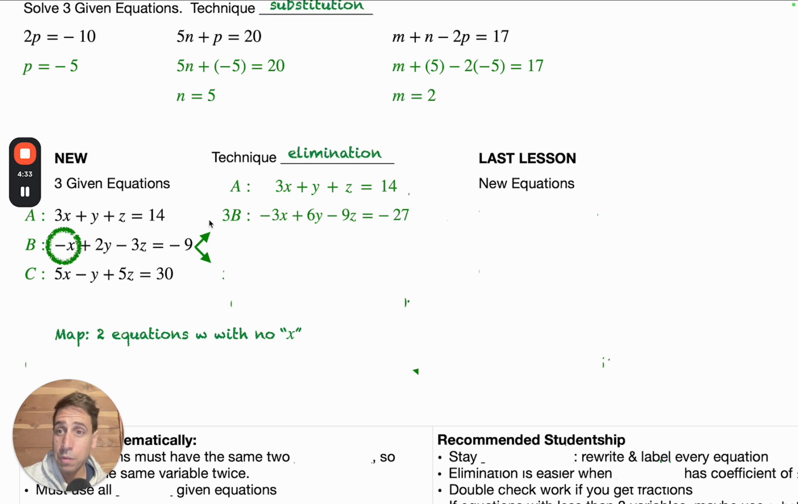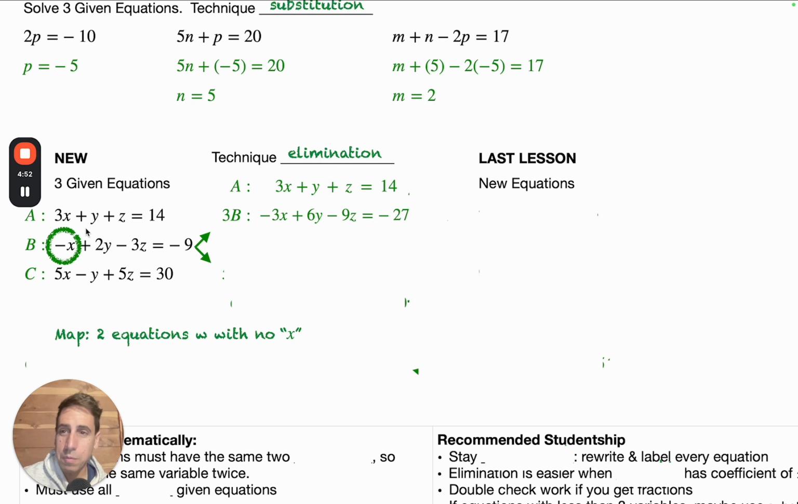The reason I'm multiplying equation B by 3 is so that I can get elimination. I'm seeing this positive 3x here. If I multiply the B equation by 3, it'll be a negative 3x. And if I add the two together, I will create a new equation with no x in it, which is what I'm looking for. It'll only have y and z.